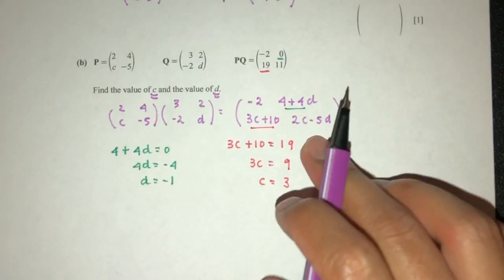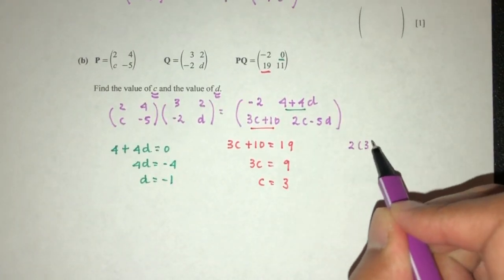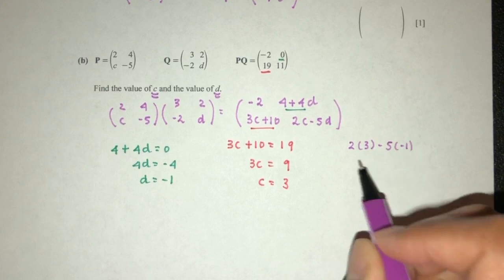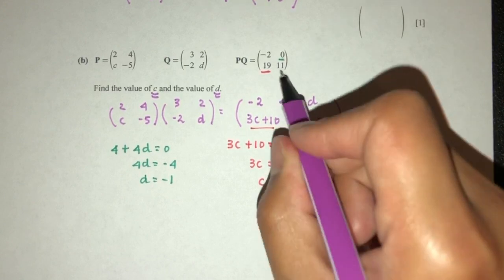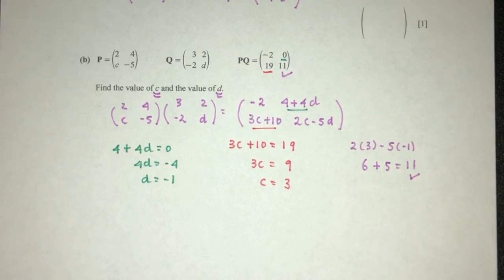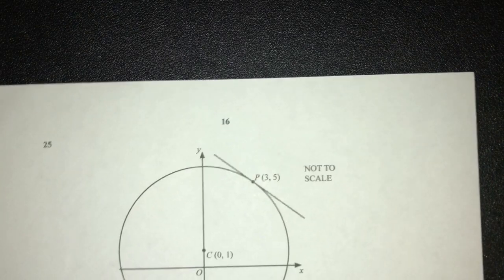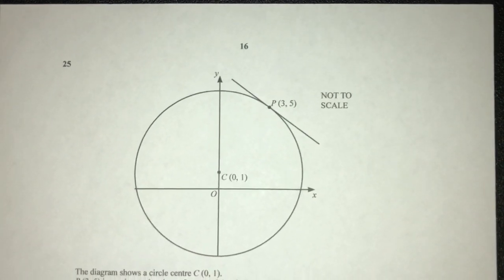We can check, use it to check. So 2 times C is this one, minus 5 times minus 1. That should be 6 plus 5, and that should be 11. So check 11, good to go. That is question number 24. Now we have question number 25. Let's see what happens for this one.